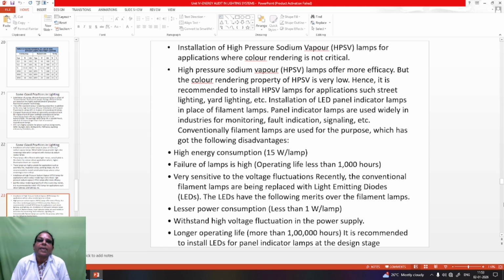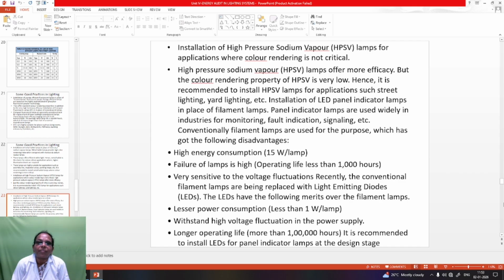Installation of LED panel indicator lamps in place of filament lamps. Panel indicator lamps are used widely in industry for monitoring, fault indications, signaling, etc. Conventional filament lamps used for this purpose have the following disadvantages: high energy consumption, high failure rate, and very sensitive to voltage fluctuation.